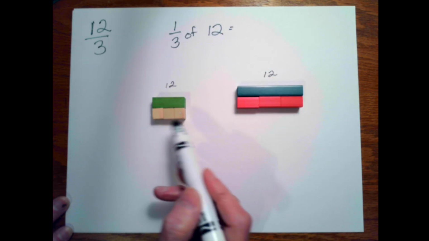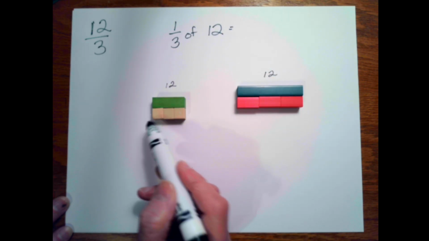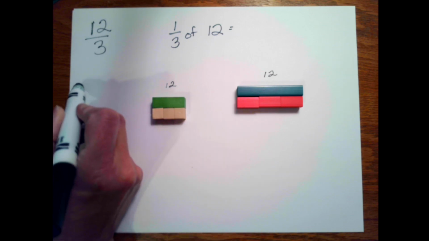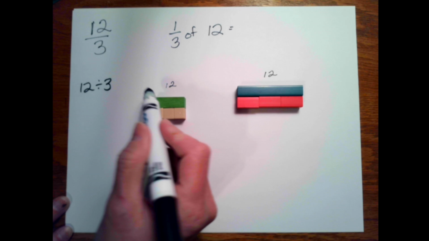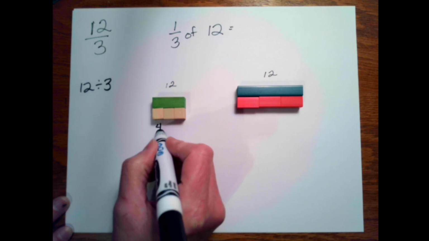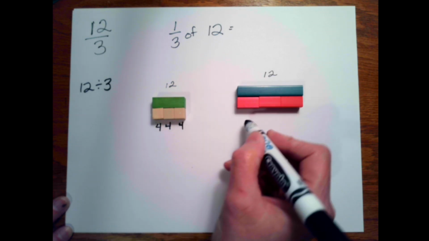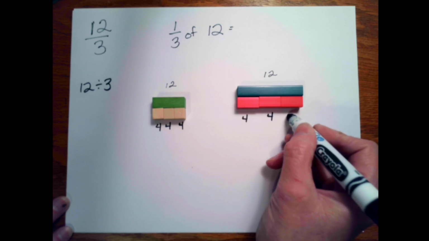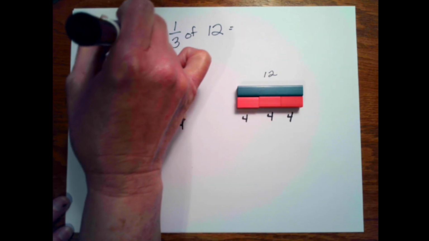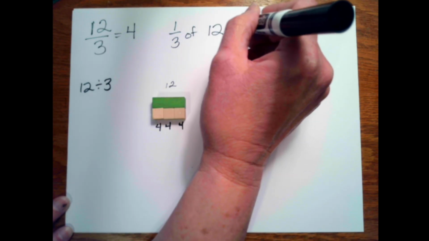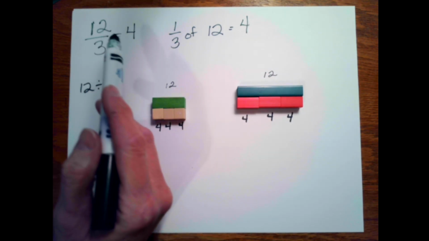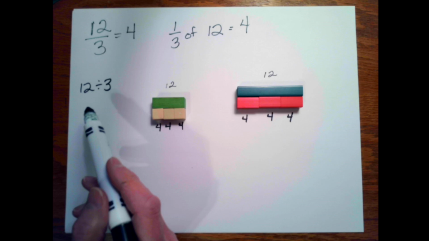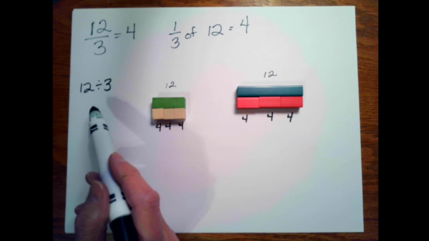And we know that if we're finding 1/3 of 12, we're dividing it. That's the same as 12 divided by 3. We're dividing it into 3 equal groups. And each group is 4. So my solution is 4. And what they start to see is they think of this as a fraction, but they start to see it as division. And that is really important.